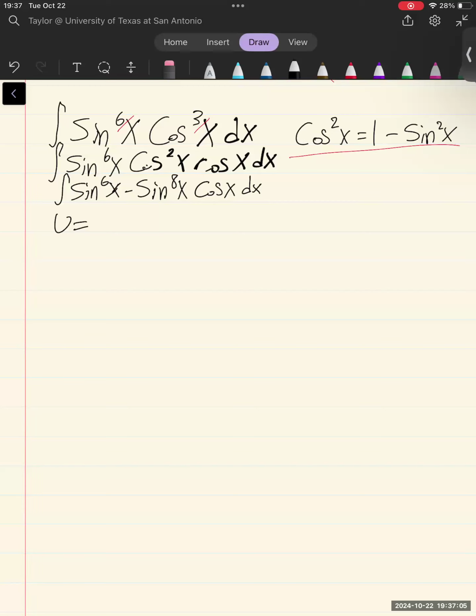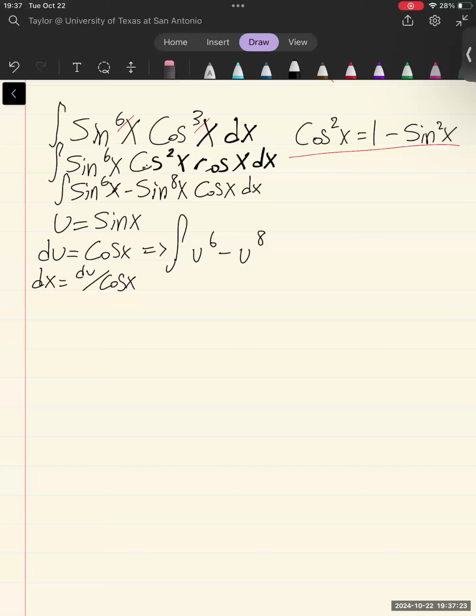Sine x. And then the derivative will be cosine x. Mm-hmm. And then so dx equals. You keep talking. And then we get the integral of u to the power of 6 minus u to the power of 8 du basically. Nice. And then we just do the basic integral, u to the 7 over 7 and then minus u to the 8 over 8. Oh, u to the 9 over 9, my bad. Nice.